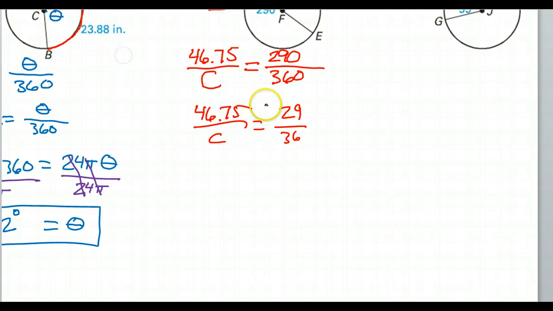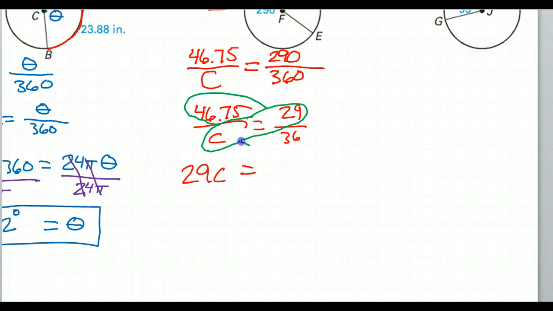Okay, so we're going to do this action right here, and that's going to give us 29C equals, and then we're going to do this action right here. And you know what? I'm going to do like I did before, and I'm just going to leave this separate. So 36 times 46.75.